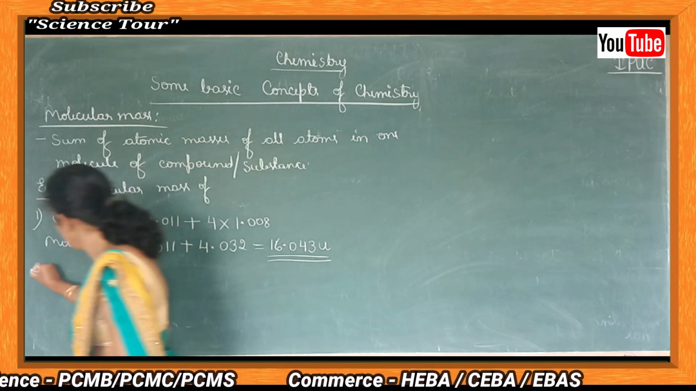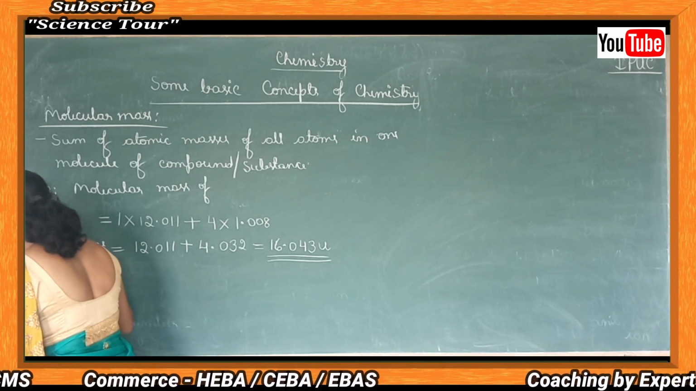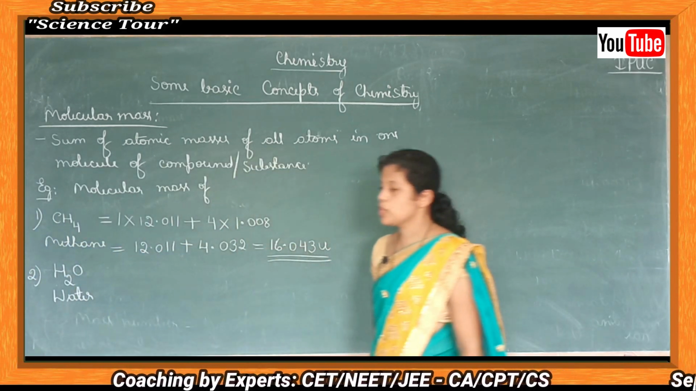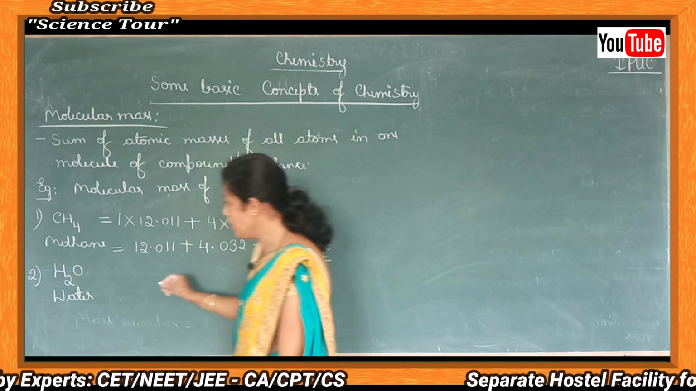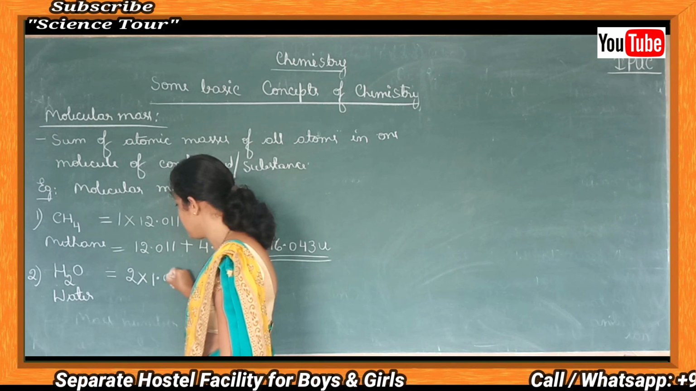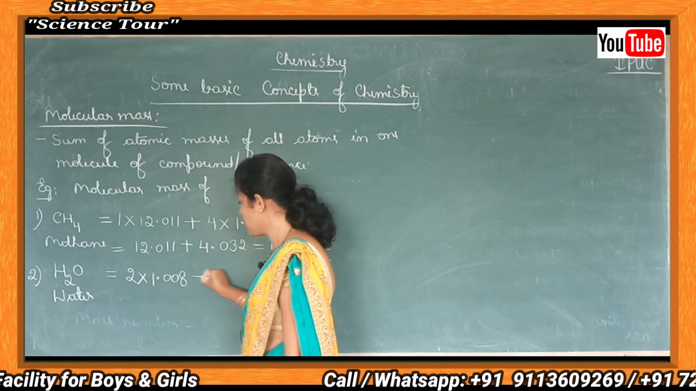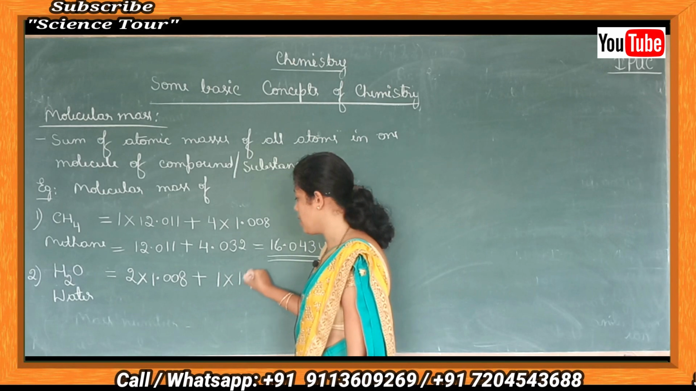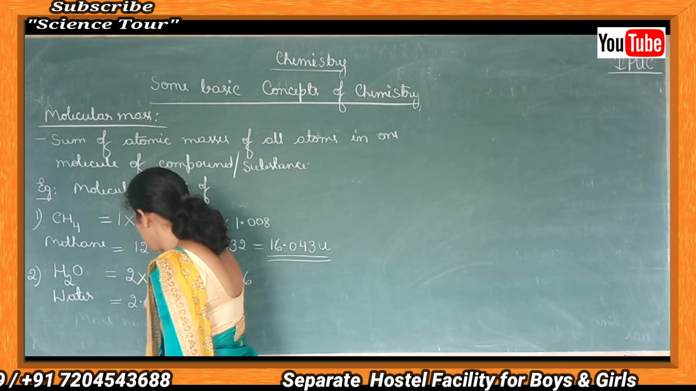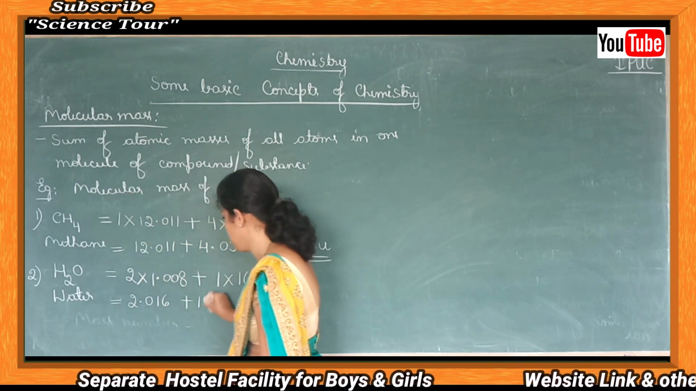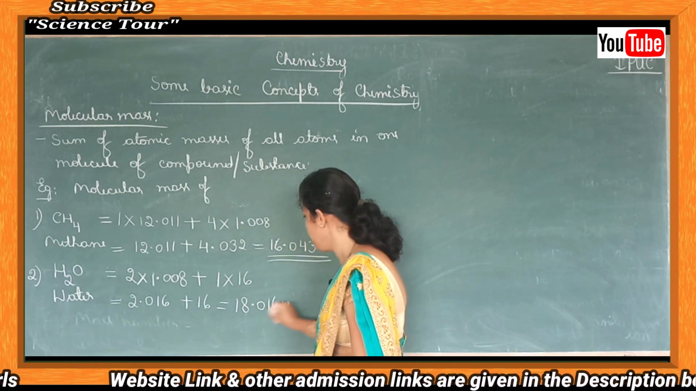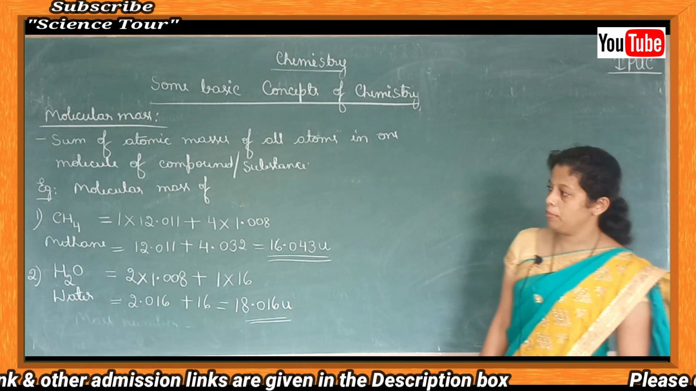Next, let us calculate the molecular mass of H2O. H2O, you know, is water. Identify which atoms are there: hydrogen and oxygen. There are 2 hydrogens. So 2 into the atomic mass of hydrogen, that is 1.008, plus 1 oxygen atom whose atomic mass is 16. 2 into 1.008 means 2.016, plus 16, that is 18.016 unified mass, or simply you can write AMU.